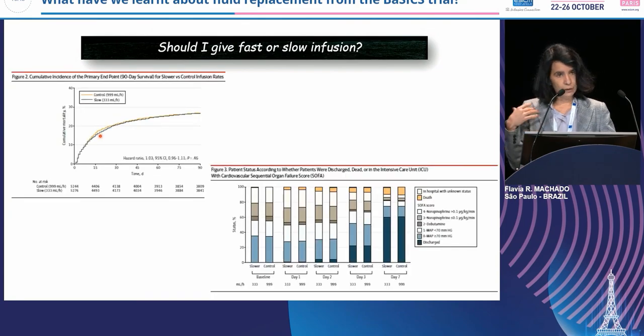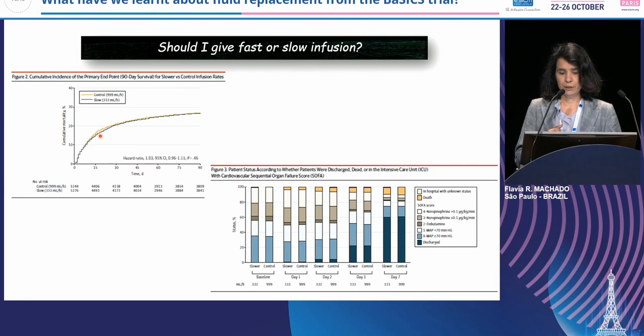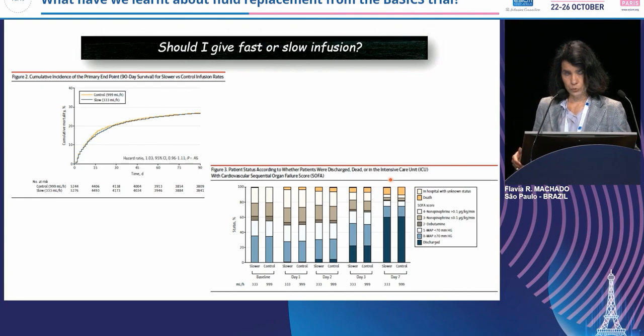And in the main analysis, we were again neutral. There was no difference in mortality, which was our primary outcome, whether the patient received this in 30 minutes or in 90 minutes. And there was no difference also in the SOFA score, in the cardiovascular SOFA score, except for a slight difference on day 3 that did not remain different on day 7. So we consider this a neutral trial.